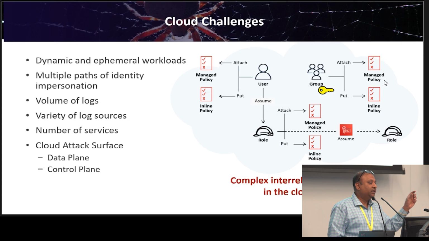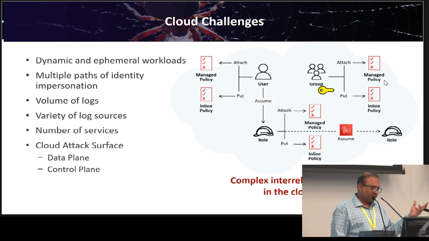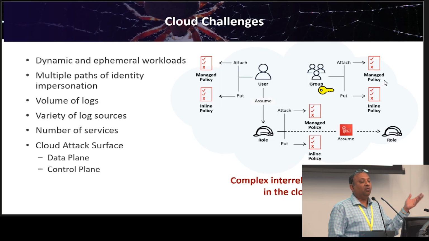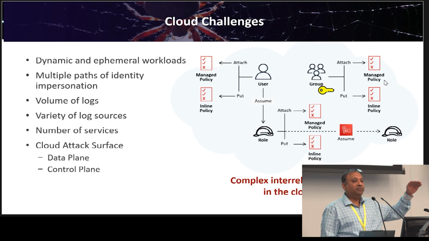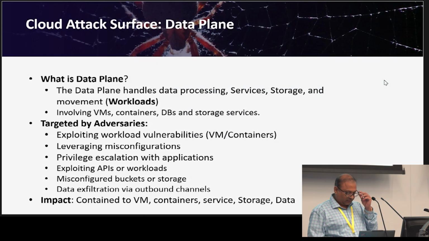And also the workloads these days can move from the enterprise to the cloud. Wherever is cheaper, it can just run there and then be back in the enterprise. And there are multiple paths of identity, which I'm going to talk about. And think about the volume of logs you have to analyze to even figure out, hey, something is happening. There are a variety of log sources and tons of services. Now, the next topic is the cloud attack surface, where there is a data plane and a control plane. I'm just trying to build complexities, and in the final stage, I'll put all of them together.